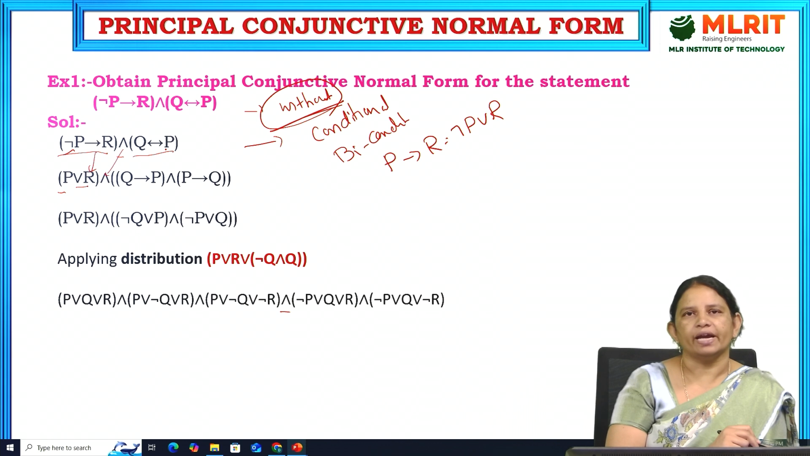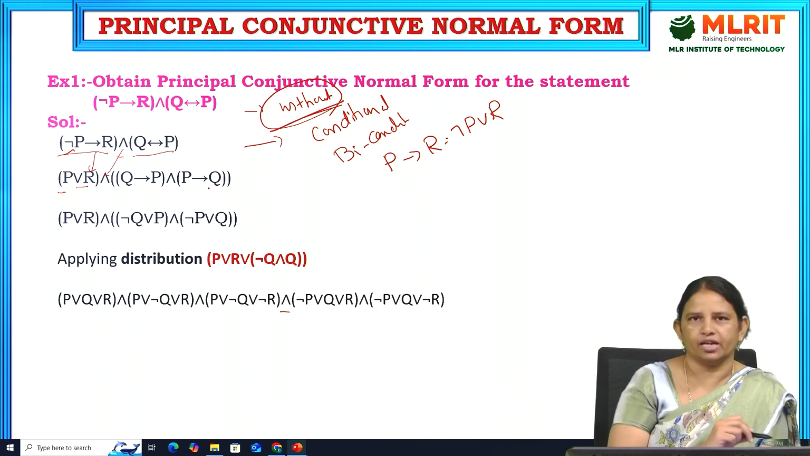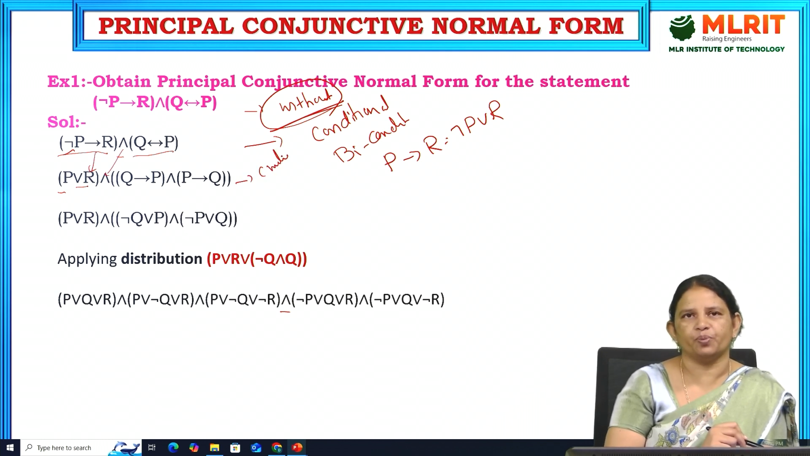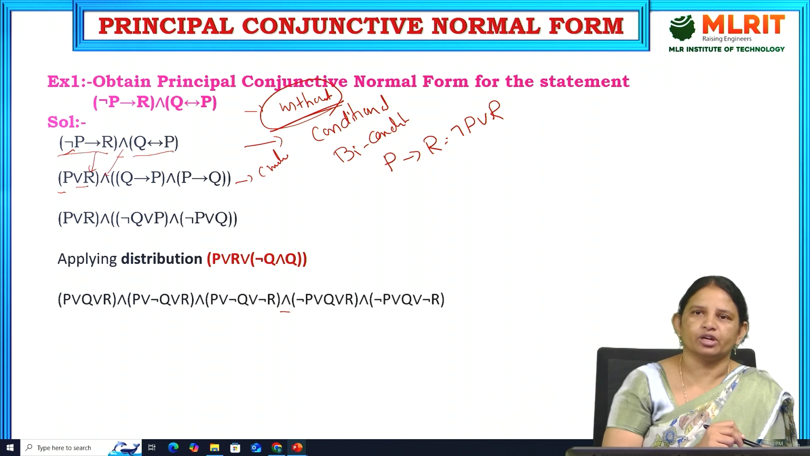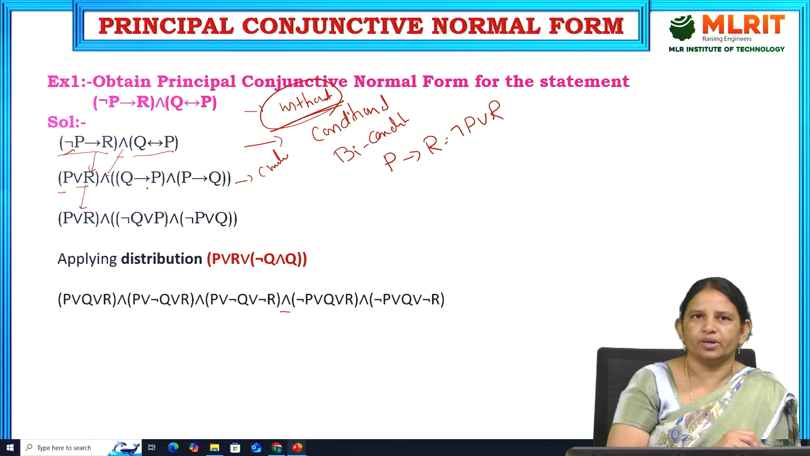P biconditional Q means Q implies P and P implies Q. Still there is a conditional statement. We need to repeat step 1 until we remove the conditional as well as the biconditional statements. P or R is written as it is. Again, Q implies P will be replaced with negation Q or P. Again, P implies Q is replaced with negation P or Q.